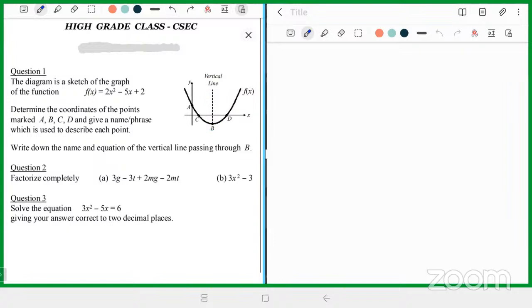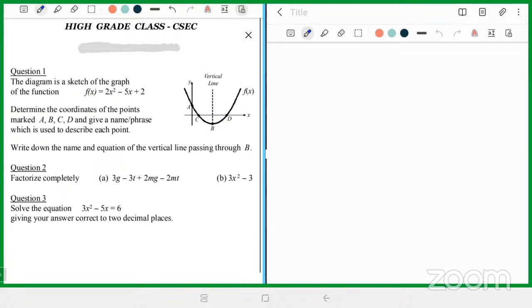And it says we have to determine the coordinates of the points marked A, B, C, D, and we are to give a name or phrase which is used to describe each point. All right. And the second part says we are to write down the name and the equation of the vertical line passing through the point B. So that is that axis of symmetry there.